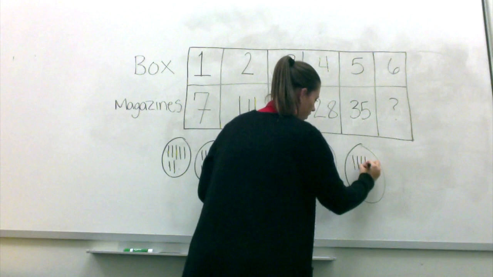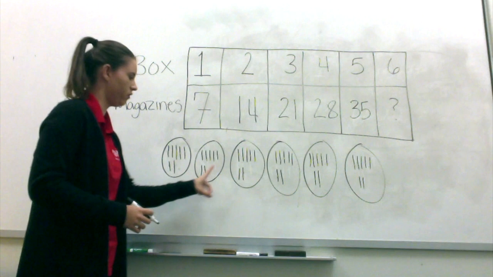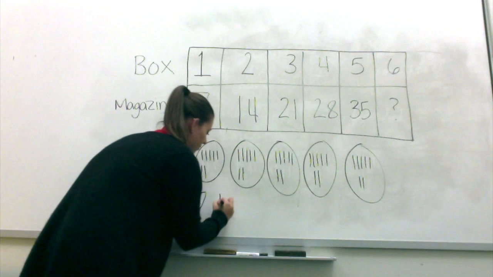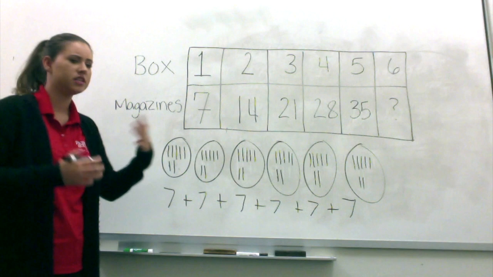So I could stand here and count 5, 10, 15, 20, 25, 30, 31, 32, 33, 34, 35, 36, 37, 38, 39, 40, 41, 42. And that would give me the right answer. Or I could do 7 plus 7 plus 7 plus 7 plus 7 plus 7. But that's still a lot of adding to do. Probably wouldn't want to do that in my head or even on paper. But there's an easier way for me to write this.